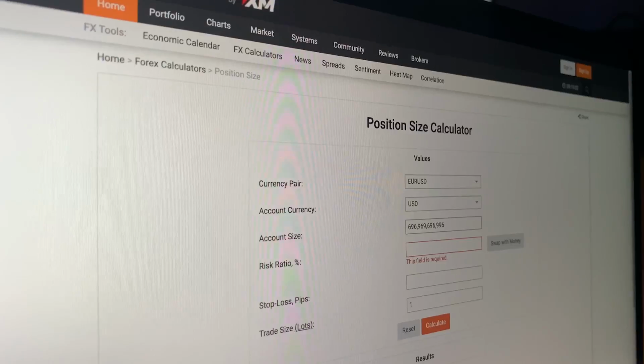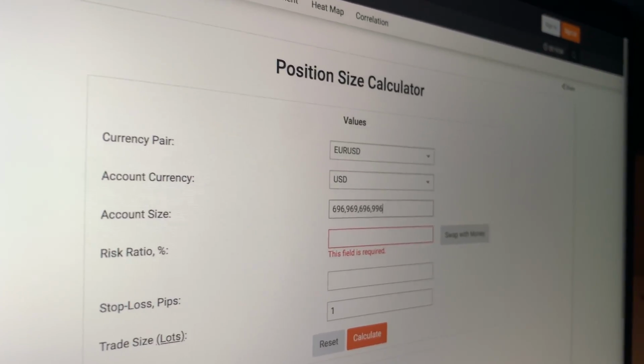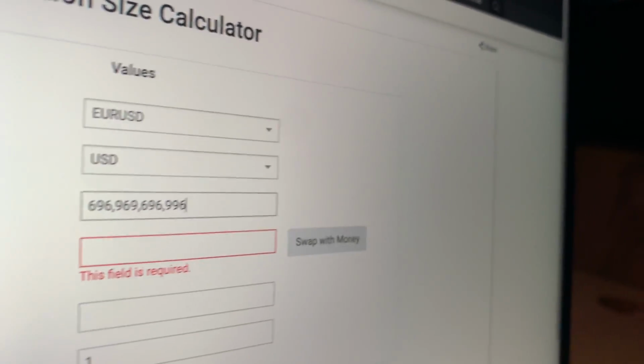Type in how much you are willing to risk per trade, and are you okay with losing that amount of money? If not, use a smaller lot size. Basically, keep on using this calculator until it becomes a habit. Until it becomes a habit, alright? Repeat it with me. Until it becomes a habit.